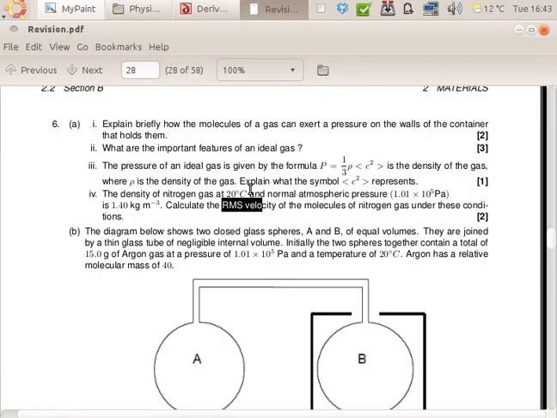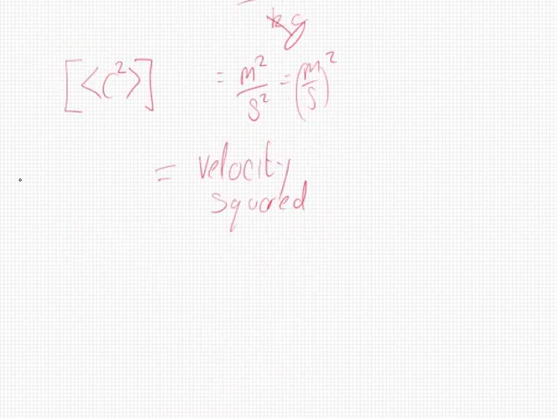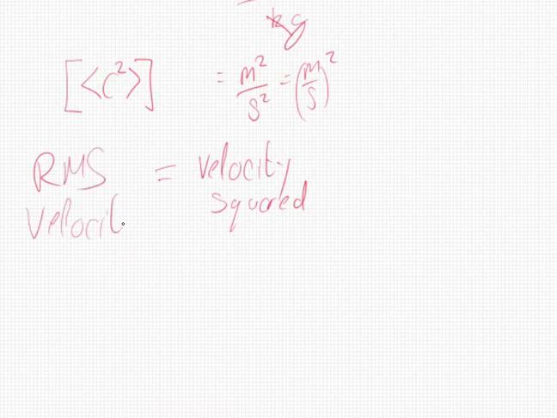Okay, but I'll make note of that. This is also called the RMS velocity, which is the average velocity squared. They mean the same thing. Please write that down. You will forget it.